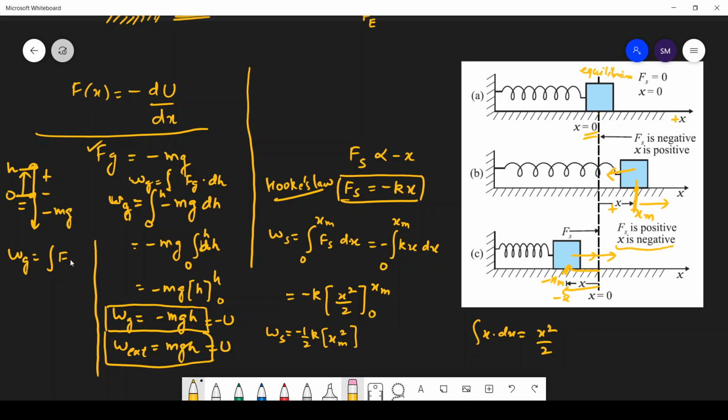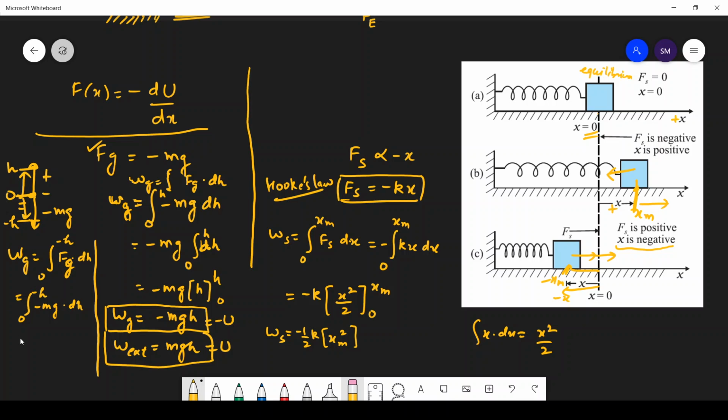Now again Fg dh. Now suppose you are taking it from 0 to minus h. So what will the work be? Now the body is moving from 0 to minus h, meaning from here to here. So 0 to minus h, Fg, yes, work done by gravitational force is the Fg here. So the Fg is minus mg into dh, right?